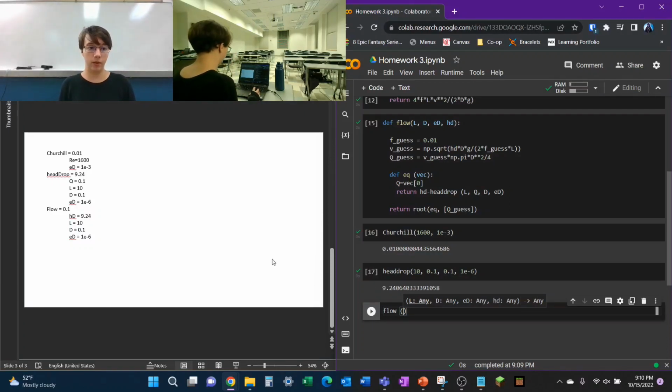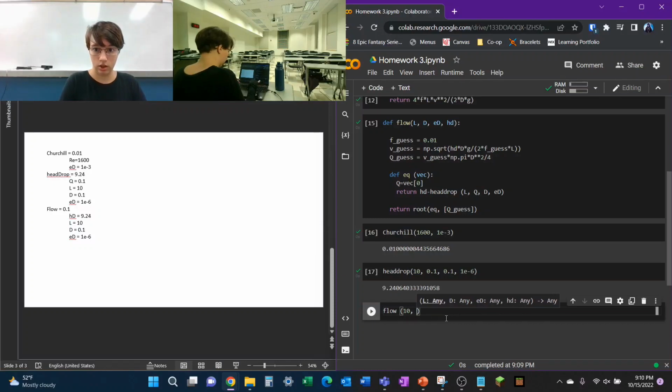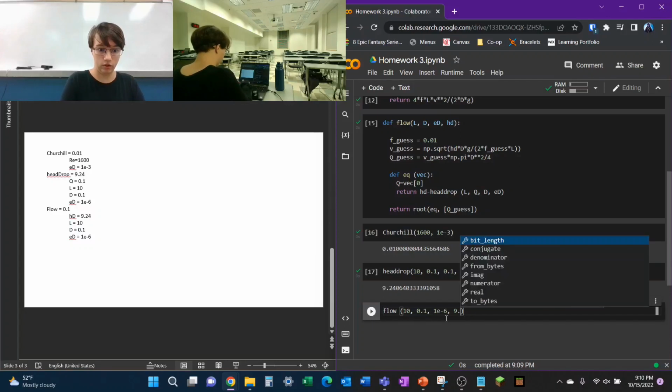So for the third one, we're going to do our flow, and this one is basically going to be the opposite of the head drop we just did. We're going to input 9.24 for the head drop and get a flow of 0.1, hopefully, as opposed to when we input a flow of 0.1 and got a head drop of 9.24. So for our length, it's 10 still. Diameter, we're still going to be 0.1. Roughness is 1 e to the negative 6. And then our head drop is going to be 9.24.